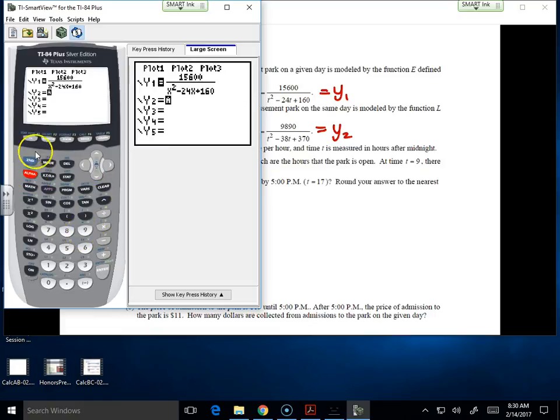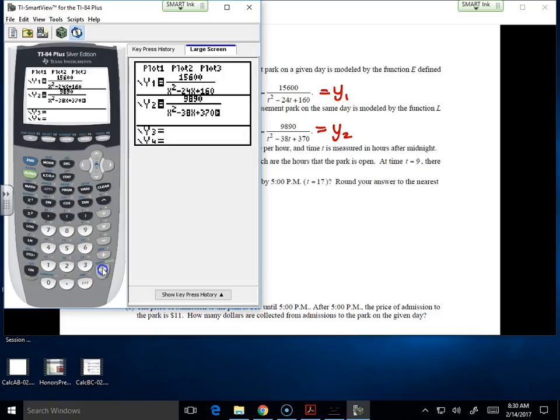And then we can use, once again, our alpha y equals, if I can hit the actual right button, 9890 all over x squared minus 38x plus 370. Okay, now we have both of our functions, and they're in the same order they're listed there, and we can refer to them if we need to.